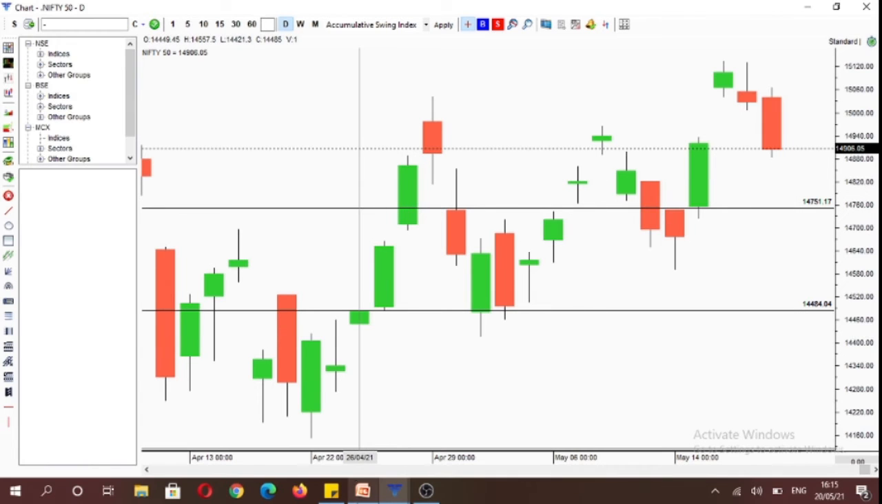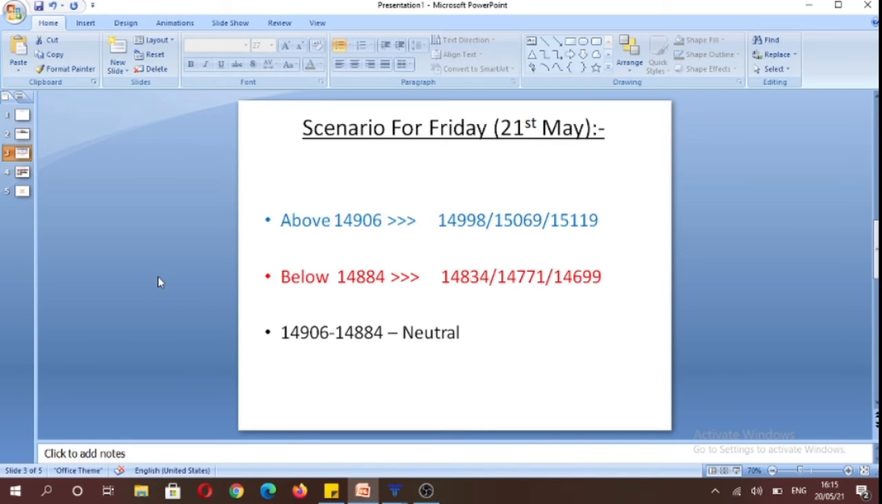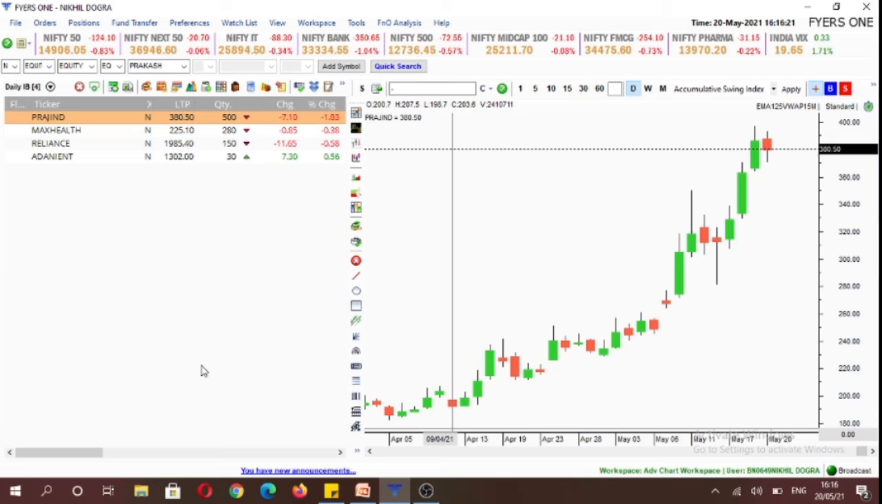So as we are prepared for both the scenarios, to the downside as well as upside, the scenario for tomorrow for us is going to be, we'll look for buying opportunity above 14,906, for potential levels at 14,998, 15,069 level, and potentially 15,119. And below 14,884, that is today's lows, we'll look for potential levels of 14,834, 14,771, and potentially 14,699 levels. And the neutral price range for tomorrow is going to be 14,906 to 14,884 on the index.